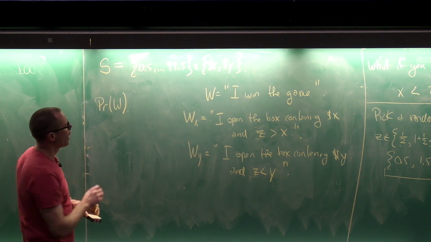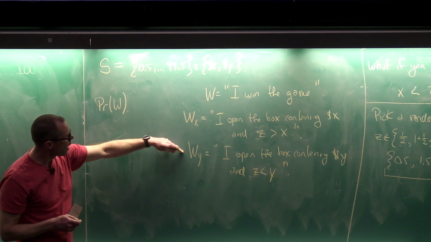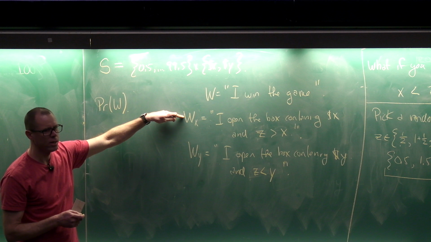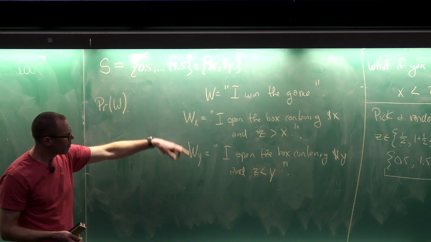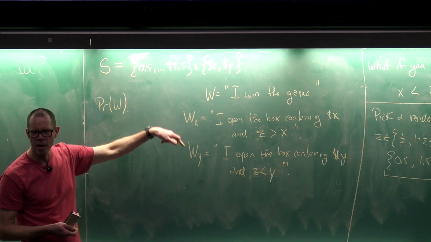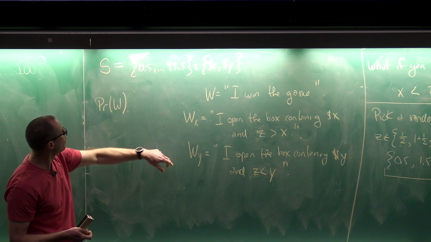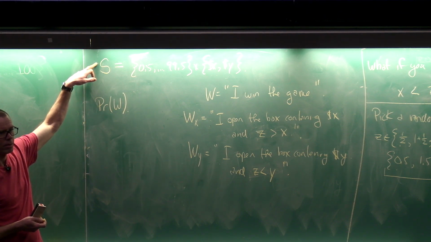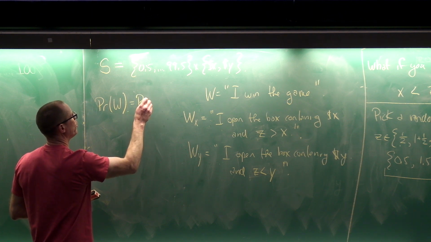Let's see. Are these disjoint events? Yes. Either I open the box that contains x, or I open the box that contains y. I can't do both of those things. Those are definitely different things, which means these are different subsets of this probability space, which means that the sum rule applies.